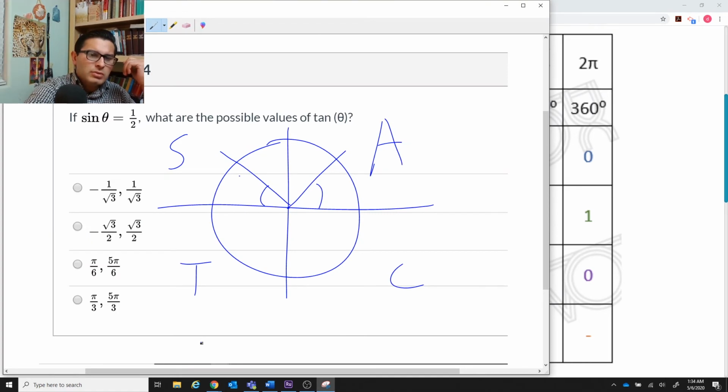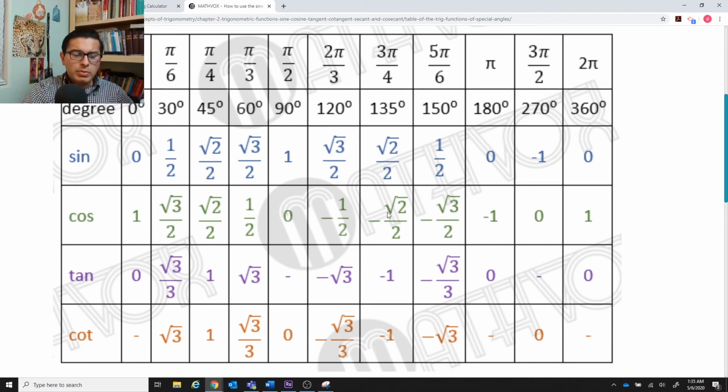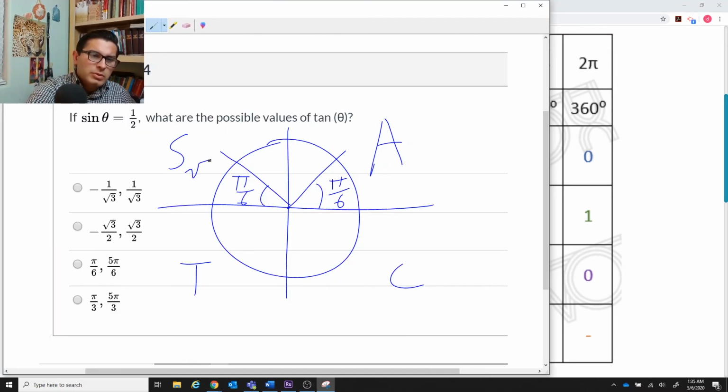So this reference angle here is going to be pi over 6, and this reference angle right here is going to be pi over 6. So now what we want to do is find the values of tangent that correlate to both of these pi over 6 values. So we look back at our trig table, and tangent of pi over 6 is square root of 3 over 3. So this is going to be square root of 3 over 3, and this is also going to be square root of 3 over 3.